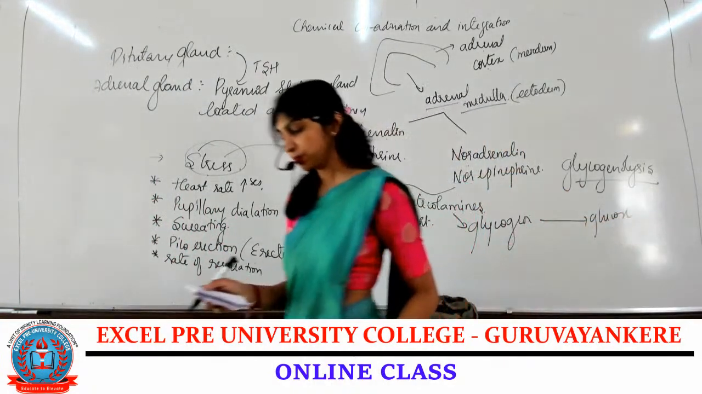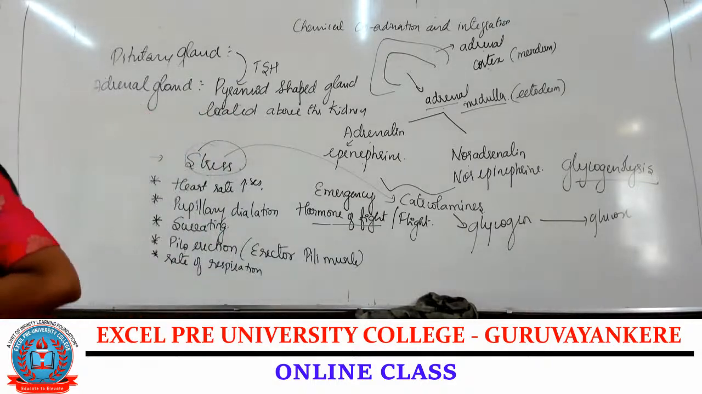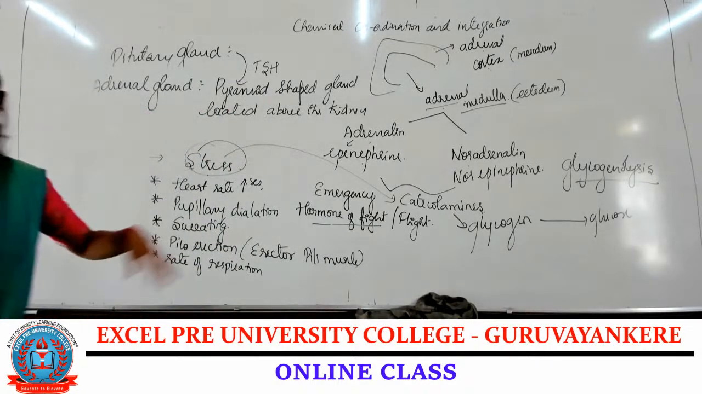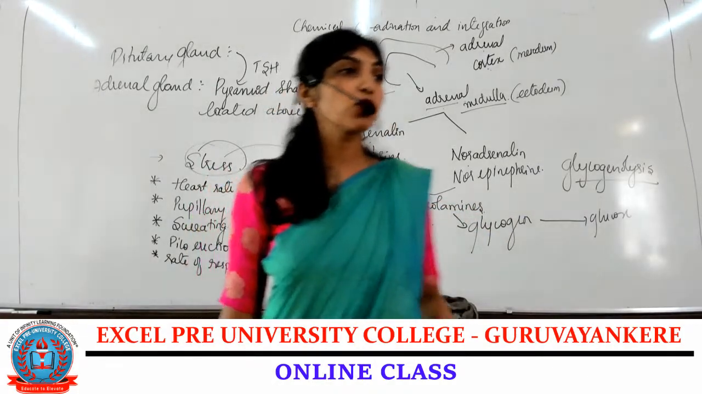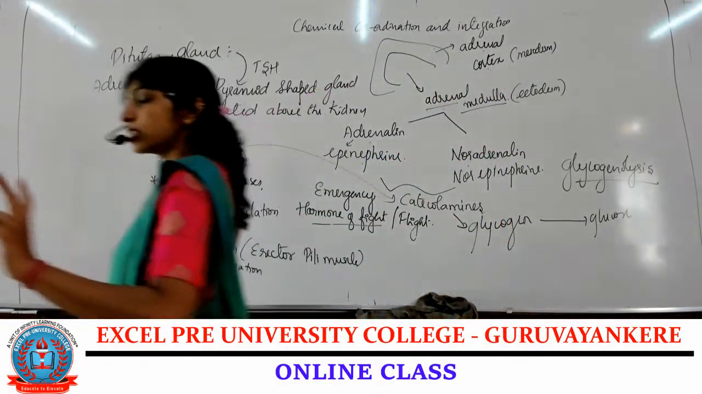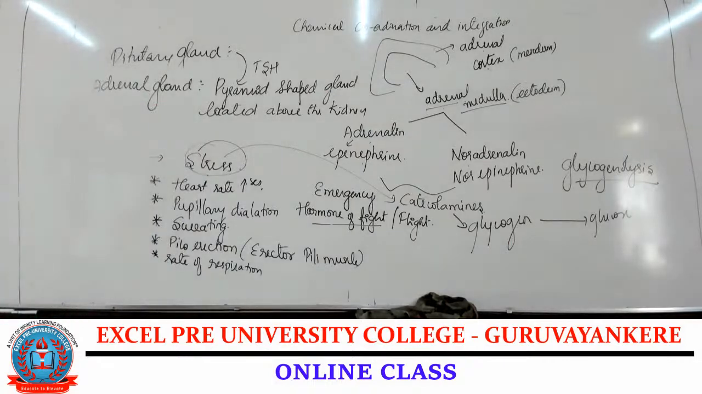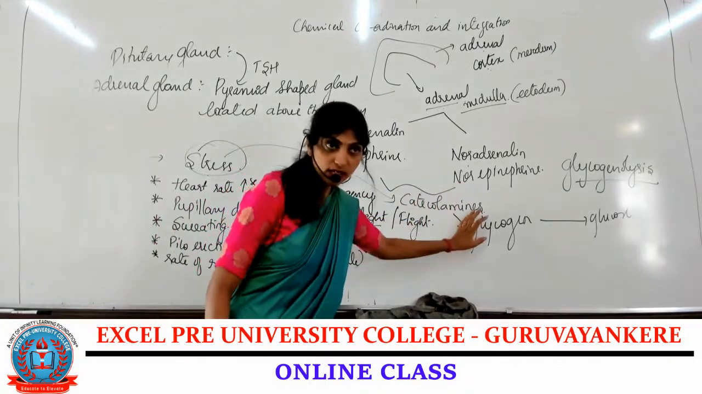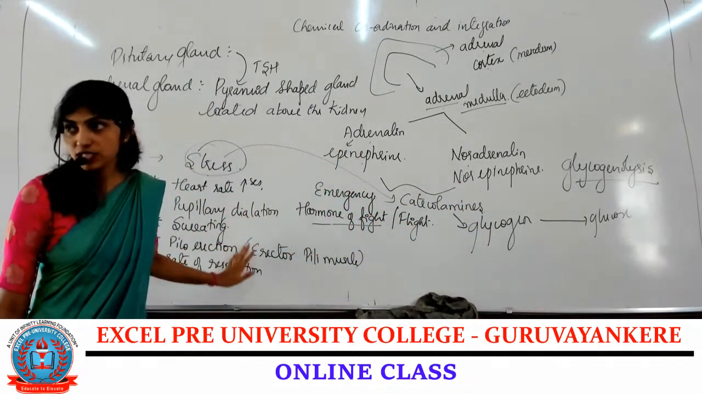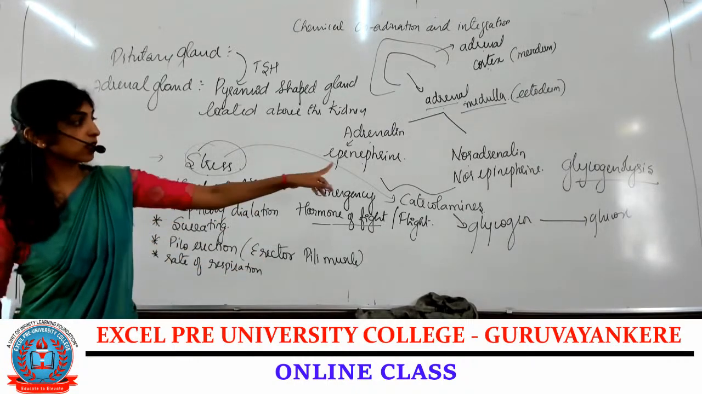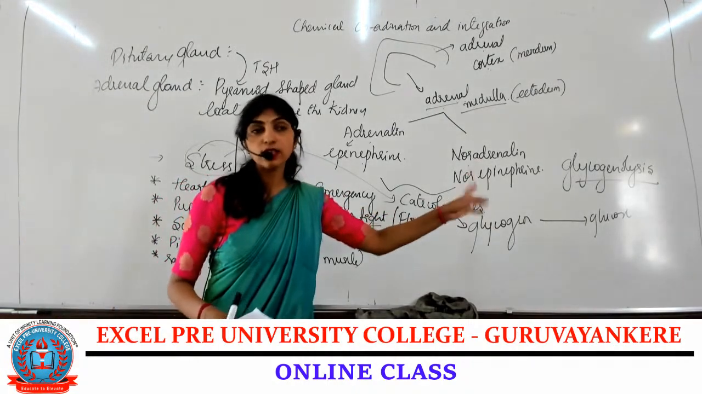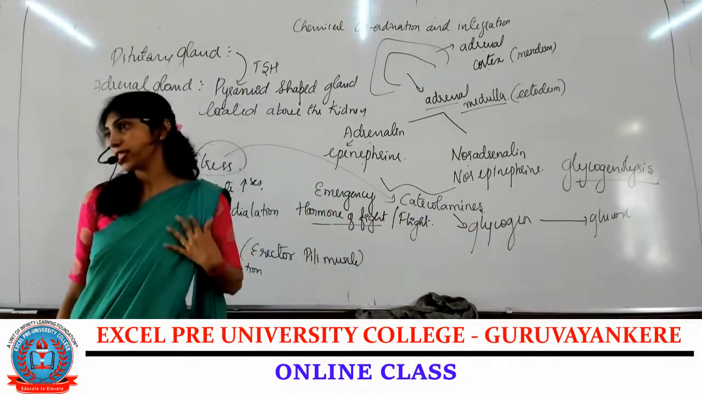Also, along with carbohydrates, catecholamines help in the breakdown of protein and lipids. This much you are supposed to write for 2 marks. Even if 2 marks are asked, you must write this much: name of the hormone, catecholamines, secreted in the stress condition, these are the symptoms, and they also help in the breakdown of glycogen into glucose, proteins and lipids.